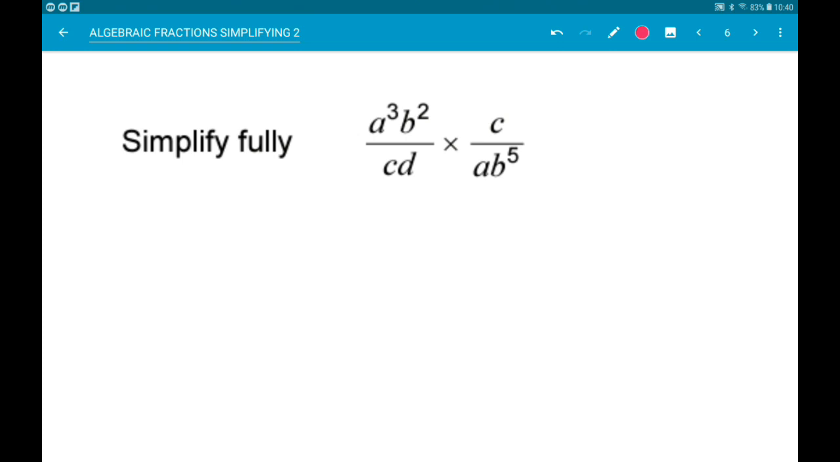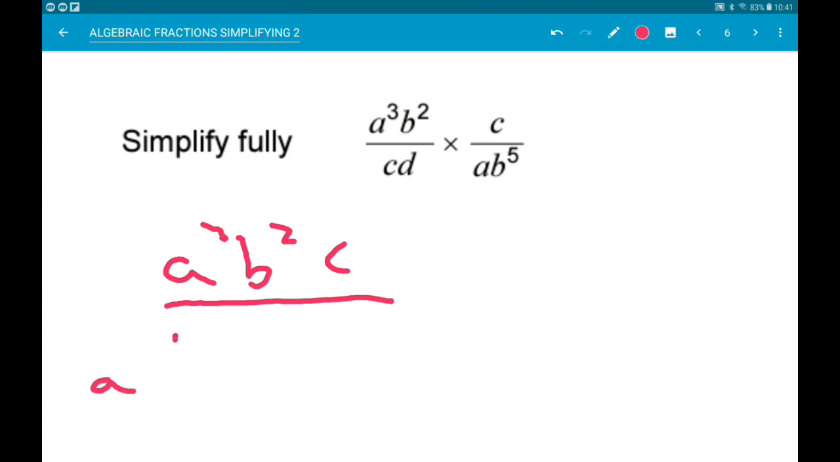And then final question, we want to simplify fully a cubed b squared over c d times c over a b to the power 5. So multiplication again is nice, we just work across. So on top we get a cubed b squared c over a b to the power 5 c d.